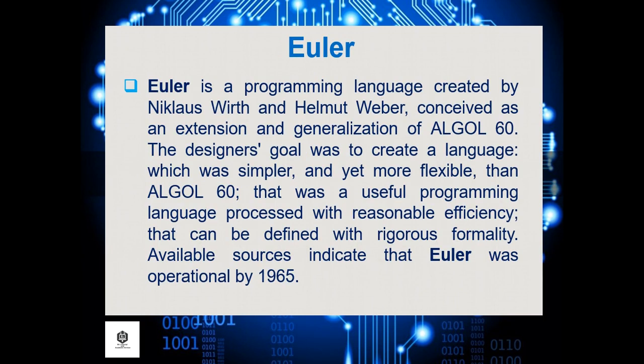Euler. Euler is a programming language created by Niklaus Wirth and Helmut Weber, conceived as an extension and generalization of Algol 60. The designers' goal was to create a language which was simpler and yet more flexible than Algol 60, that was a useful programming language processed with reasonable efficiency, that can be defined with rigorous formality. Available sources indicate that Euler was operational by 1965.